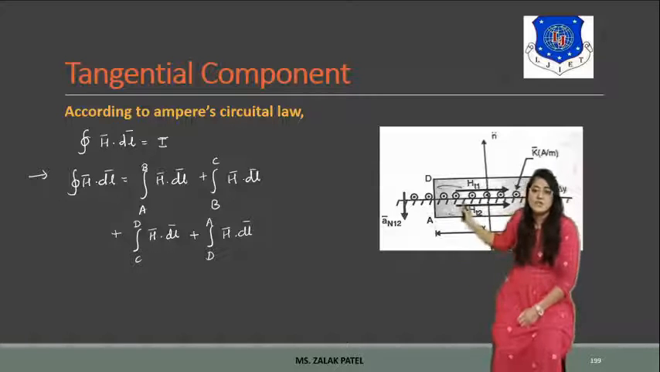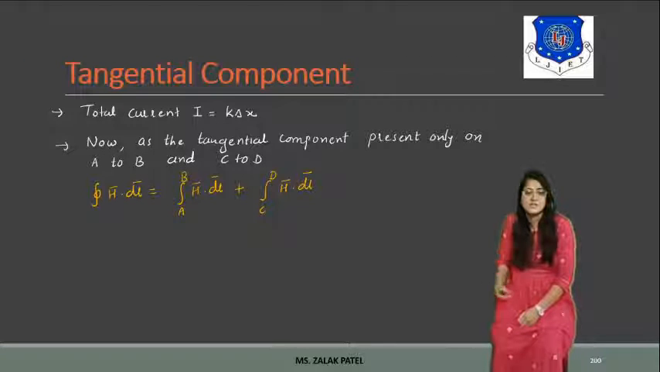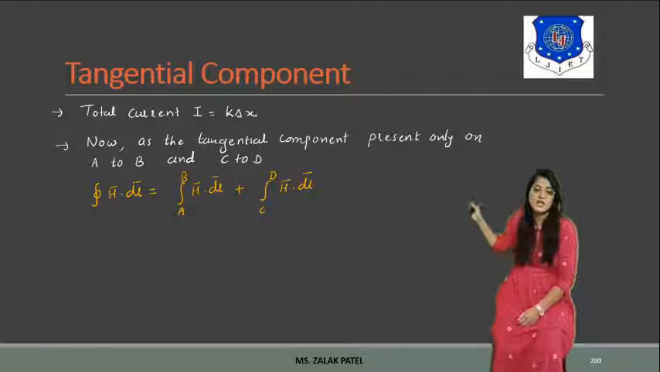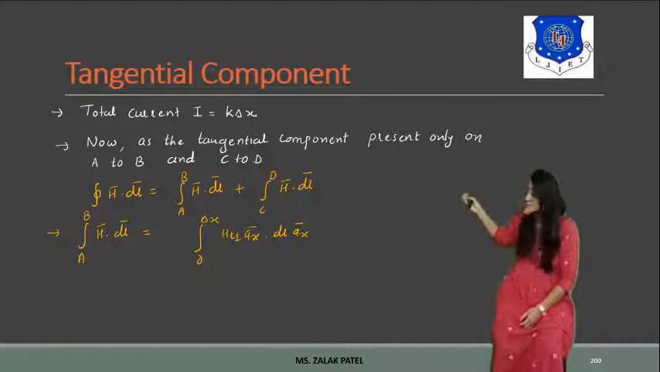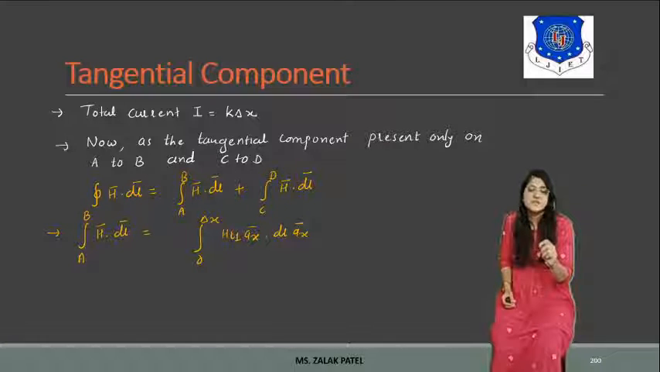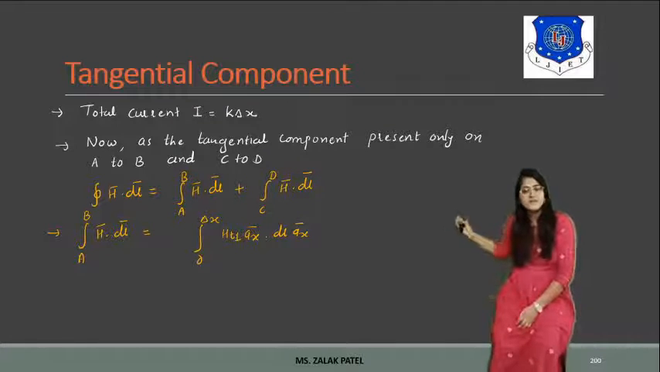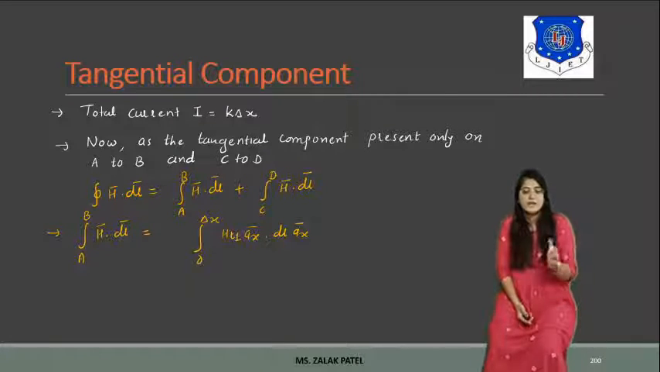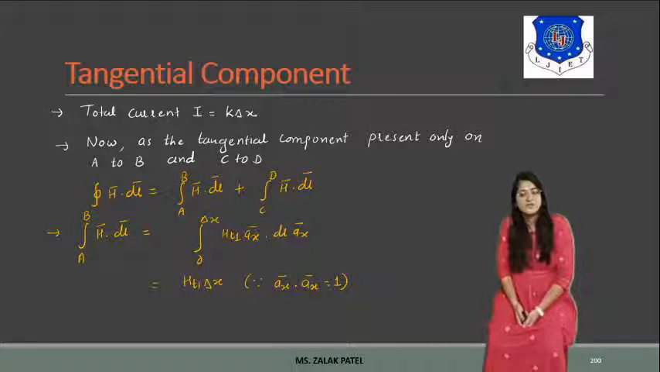And that's why B to C and D to A will become 0. Only the two terms that remain are like this: A to B H·dl and C to D H·dl. Okay. For A to B H·dl, the integration will vary from 0 to delta x. The component that is present over this path is Ht1. The axis that is changing is x. So A to B H·dl is the integral from 0 to delta x of Ht1 ax into dx ax. So ax dot ax will become 1. So Ht1 into delta x is our H·dl.